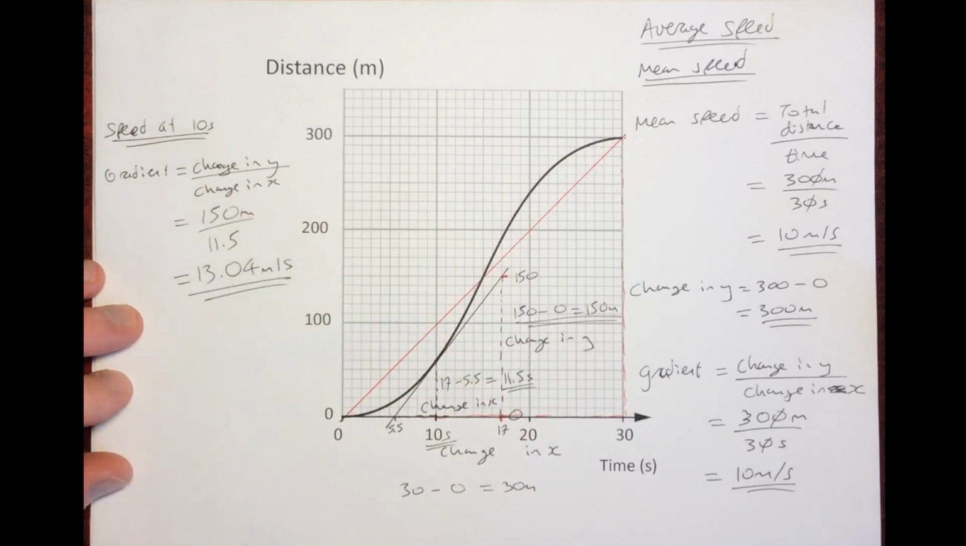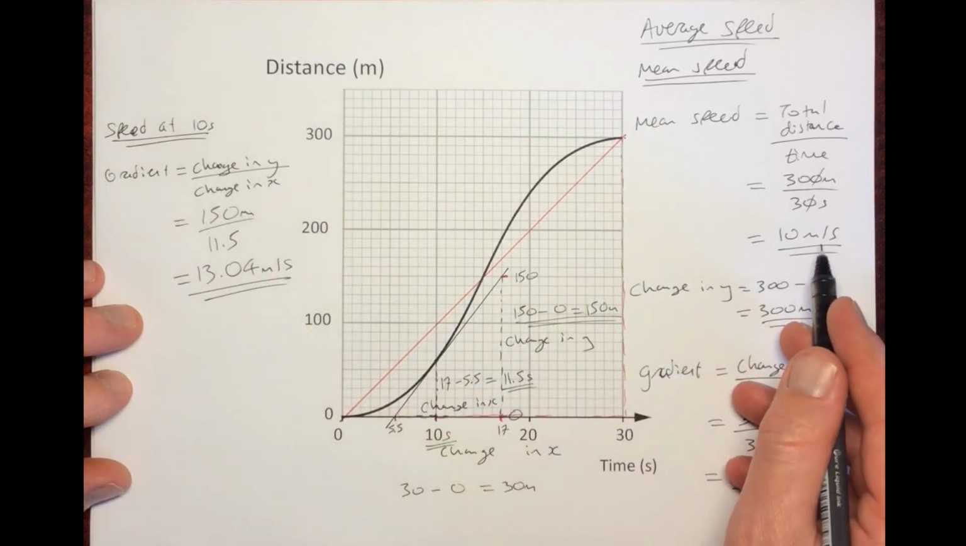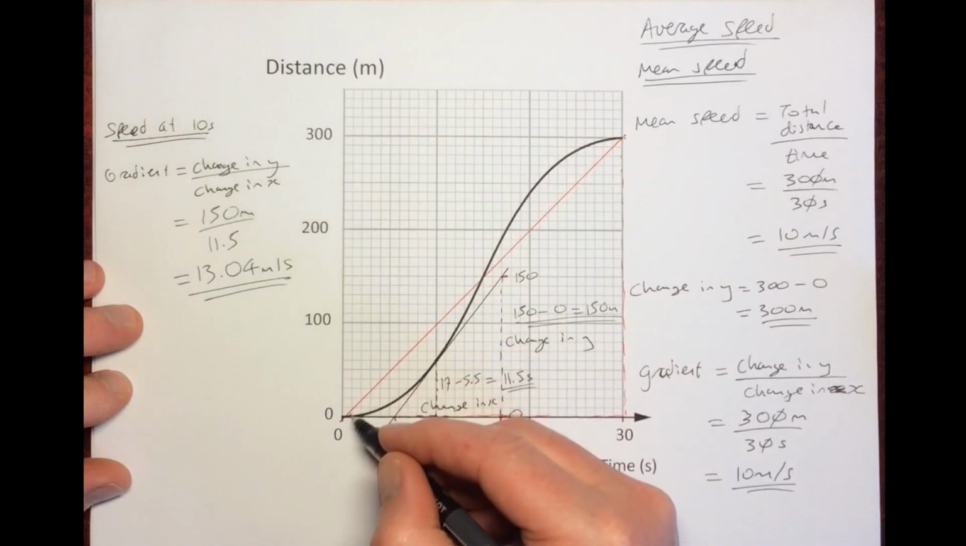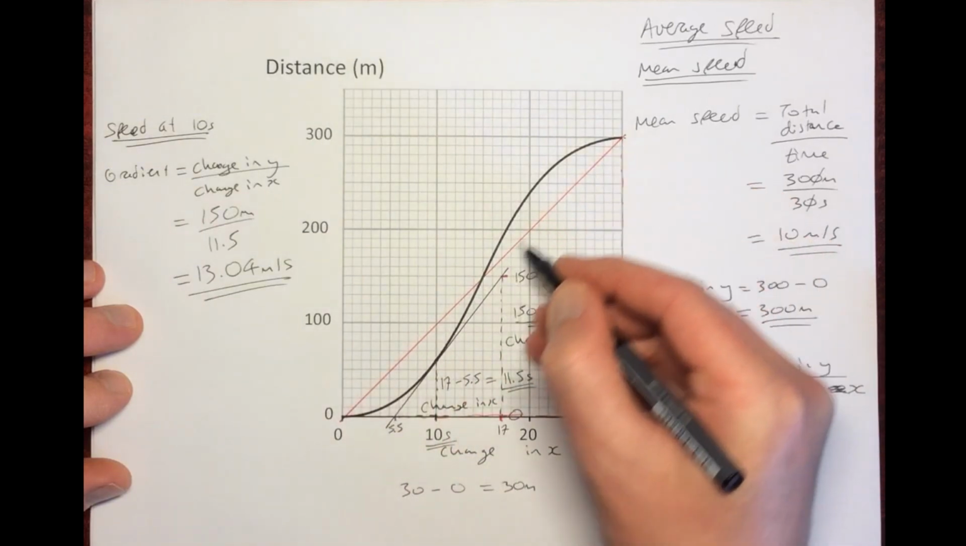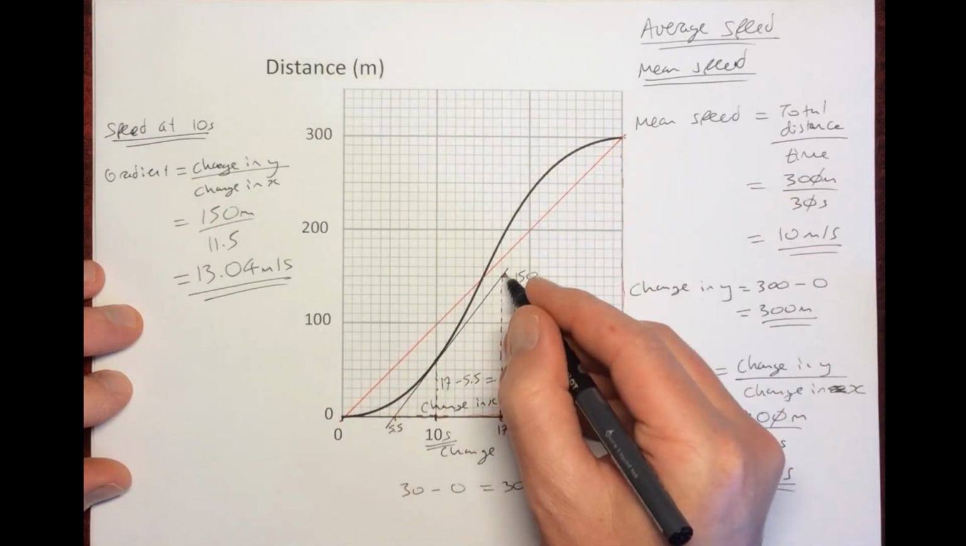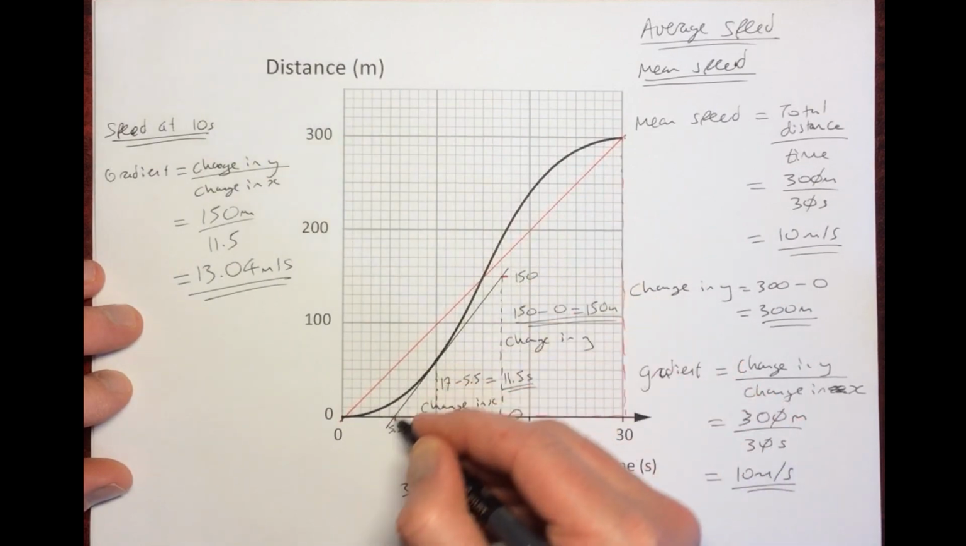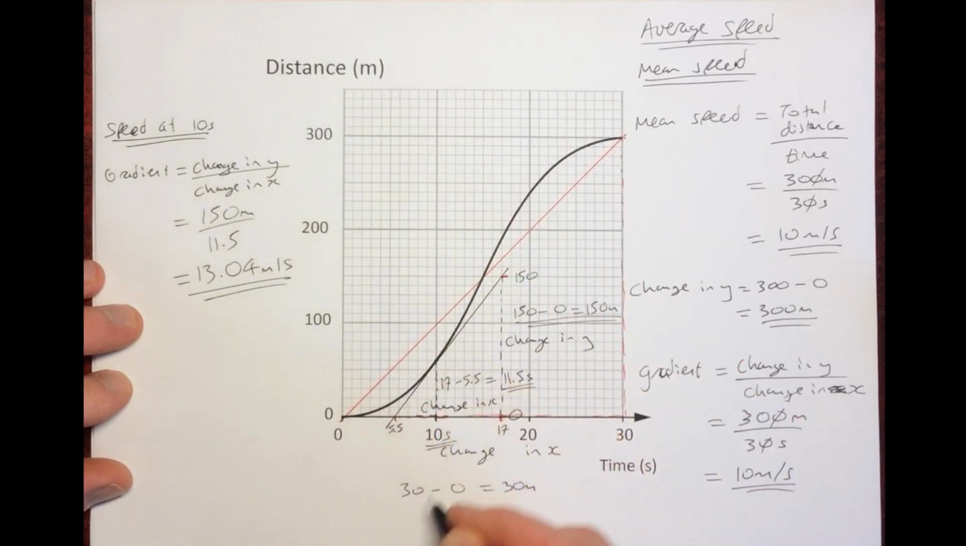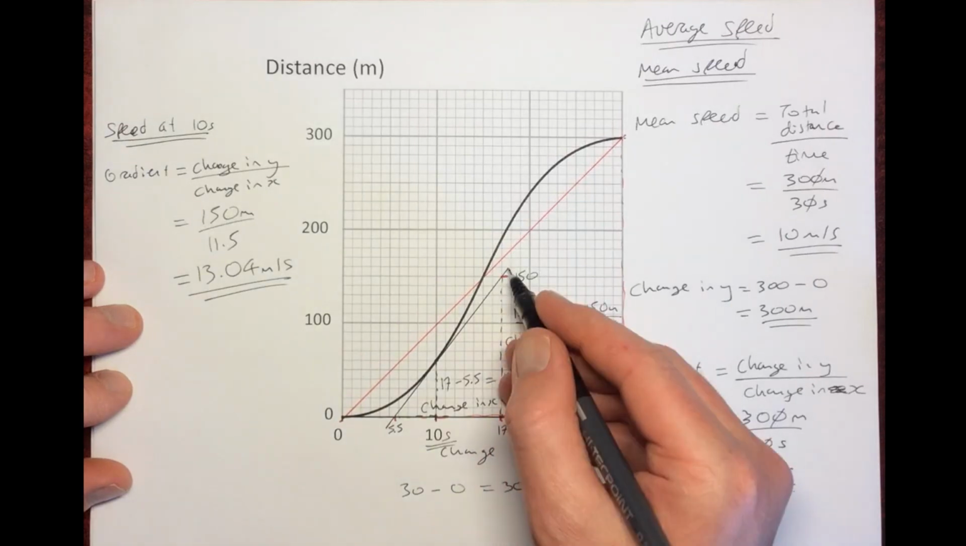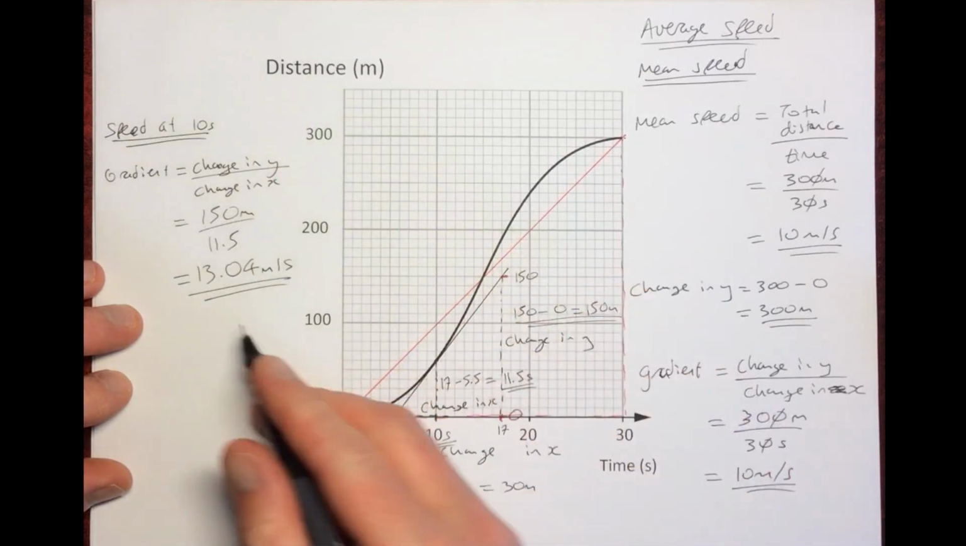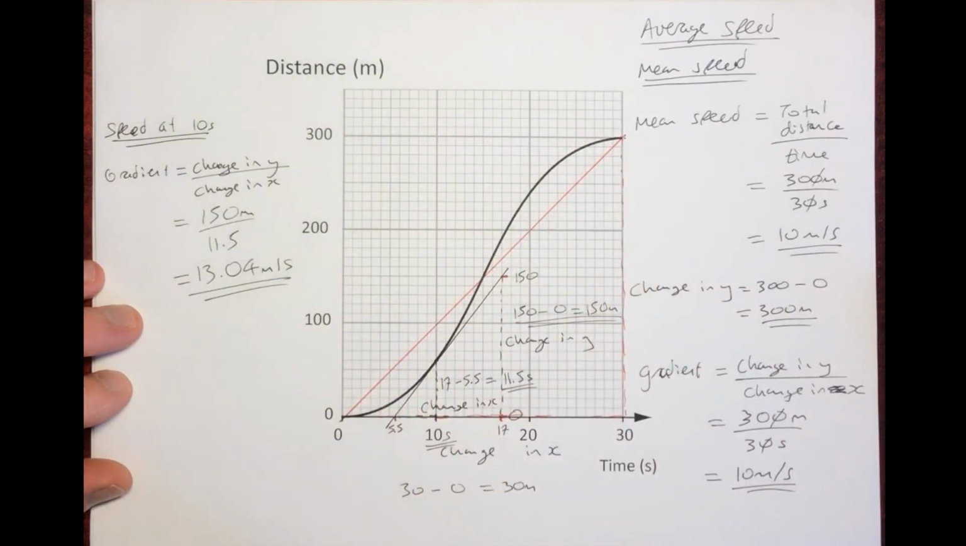metres per second. And you can see that that's greater than the average speed, and that makes sense because that's the average gradient, that red line, and the black line here is the tangent at this particular point, 10 seconds, and that line there gives us the speed at 10 seconds, and it comes out at 13.04, and that line is steeper than the red line, so that makes sense as to why that's a greater speed.